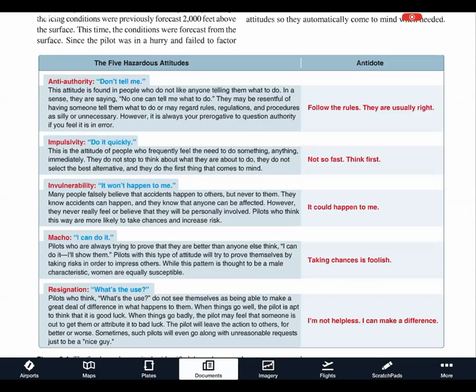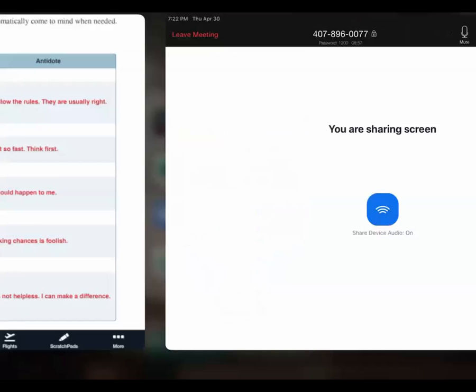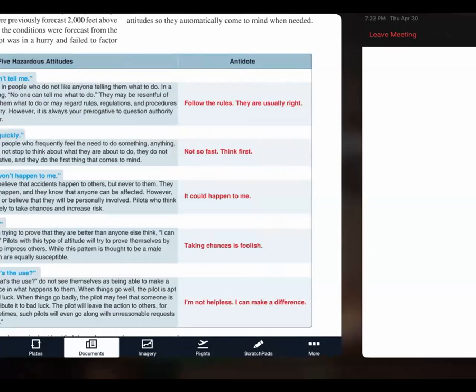Impulsivity, of course, doing it quickly without thought to the consequences. Well, we are not catching a break today. Okay, hold on. We might have to wing this a little bit. Let me try sharing it one more time, and then if it fails, I'm just going to have to restart my iPad. I think that might be the problem.